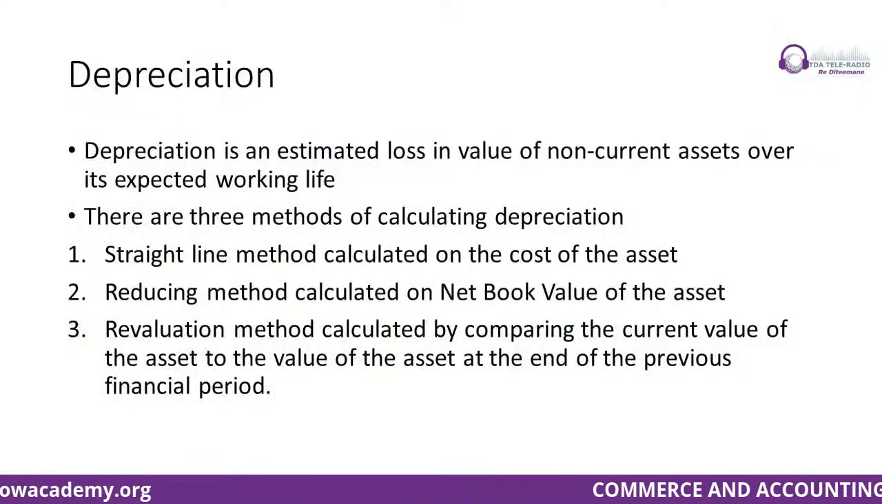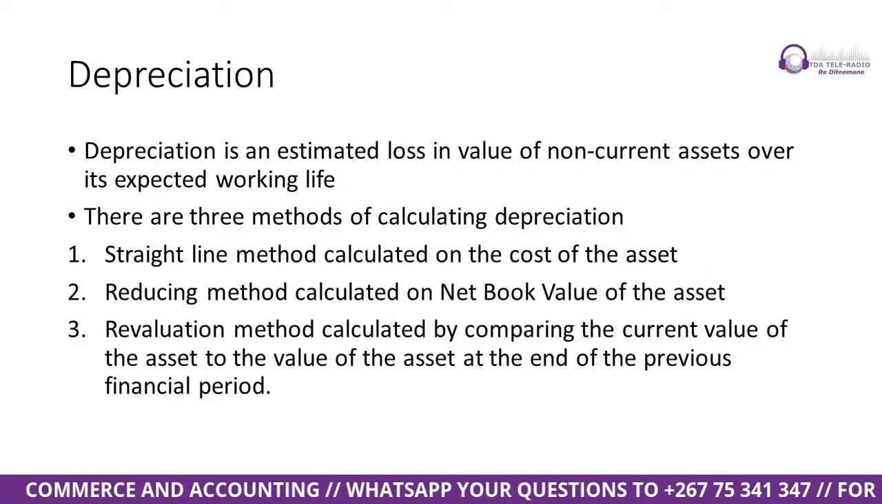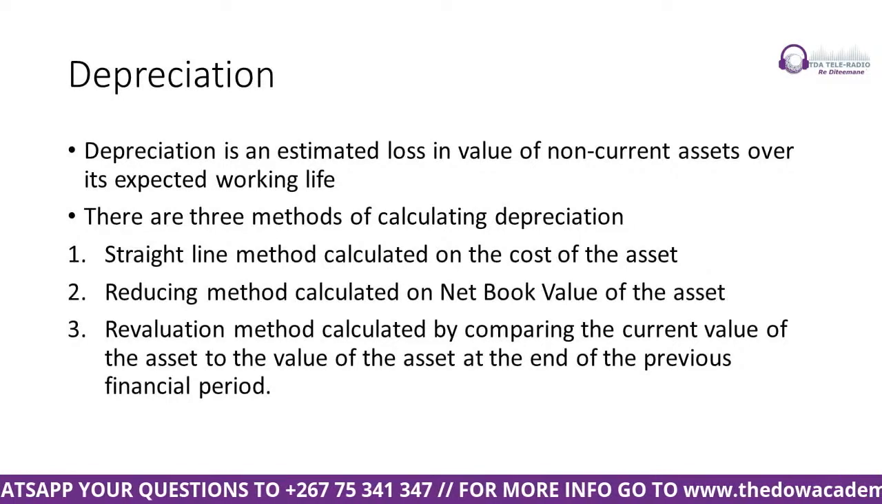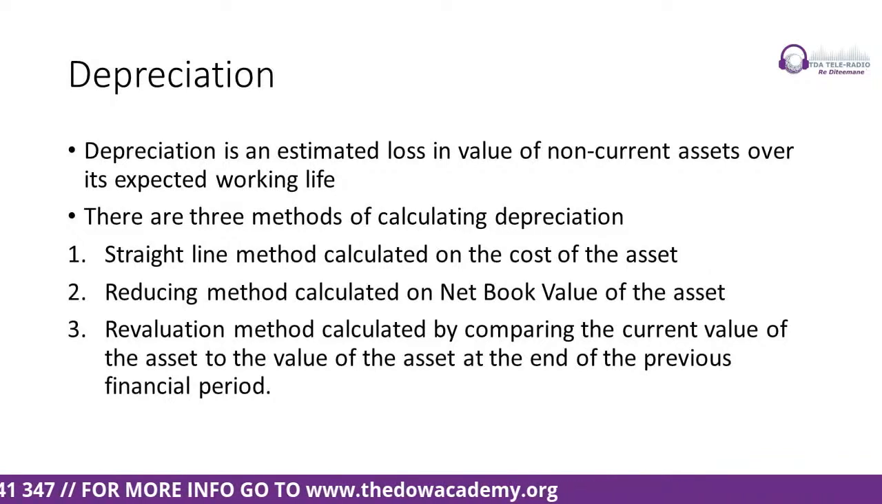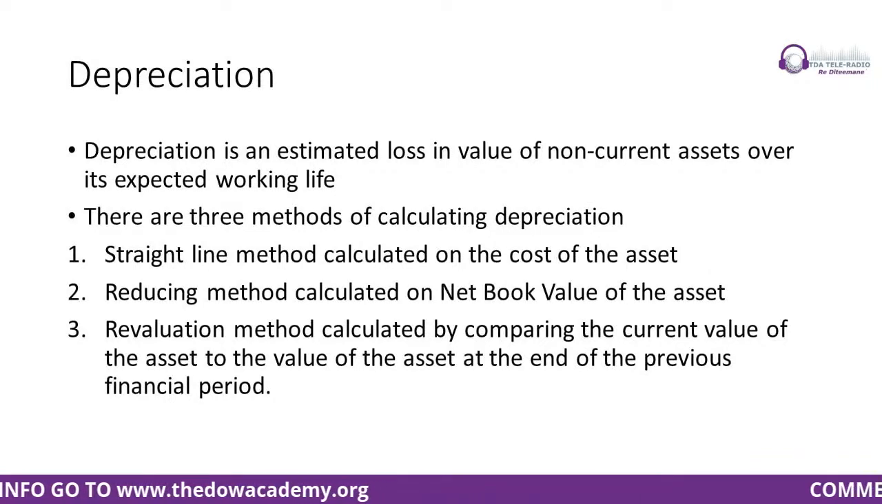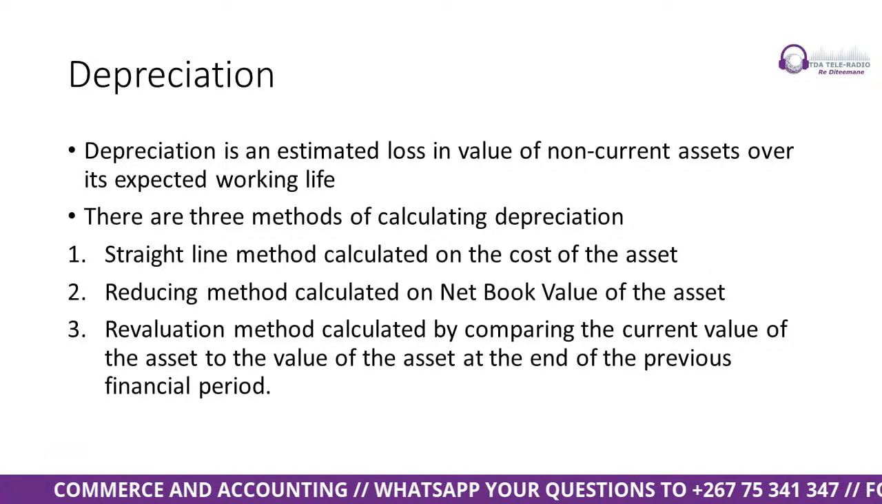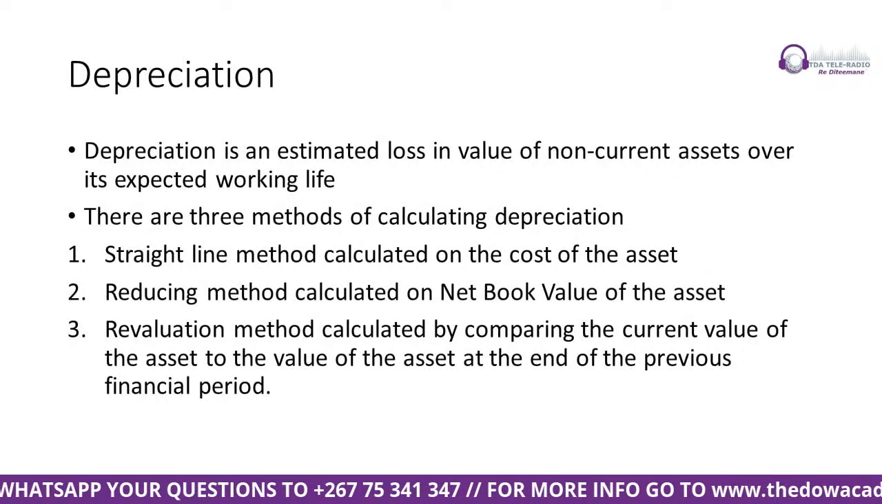We have got what is known as the straight line method of calculating depreciation, and this method is calculated on cost. When we are talking about the cost, we simply refer to the amount that you bought the asset for. And then we have got the reducing balance method, which is calculated on net book value. What do we mean by net book value? For net book value, you simply subtract the accumulated depreciation from the cost. That is your net book value. So the reducing balance method is always calculated on net book value.